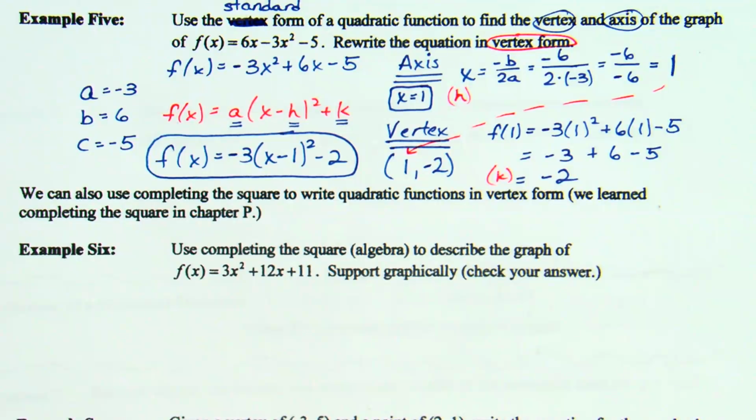Okay, notice that next comment before we go to example 6. We can also use completing the square to write quadratic functions in vertex form. It says we learned completing the square in chapter P. We reviewed completing the square in chapter P because we learned completing the square in algebra 2. It was skipped in algebra 1, almost guaranteed. But it was taught in algebra 2, I know. So that's what we're going to practice.